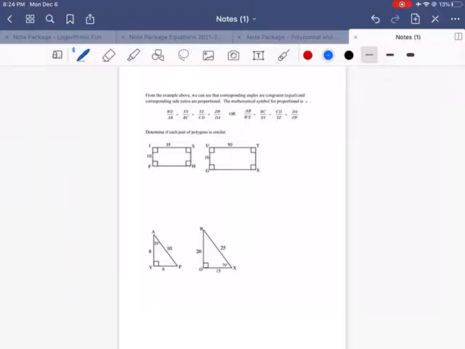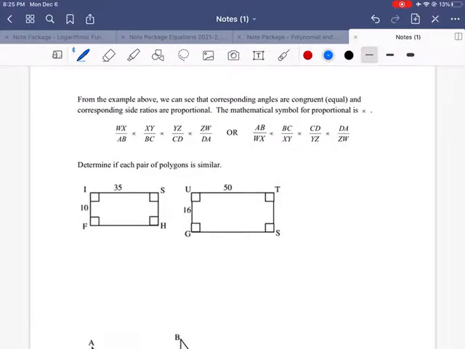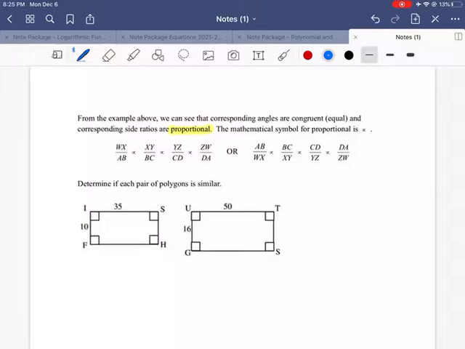All right, let's take a look at the next thing here. From the example above, we can see that corresponding angles are congruent. They are in fact congruent because they're absolutely equal, but the corresponding side ratios are proportional. So they're not the same, but they're all multiplied by the same value.